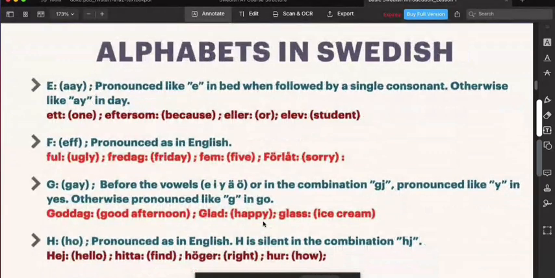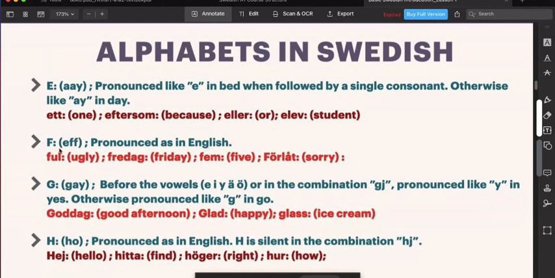And the next is E. We cannot pronounce it as E. It should be E. First example is et, and after that eftersom. Whenever we find RS together, it is a sh sound. We can learn these pronunciation rules in lesson number 9. Right now we can just focus on this particular one. Whenever you find RS together, you can pronounce the sh sound here. Elev means student.